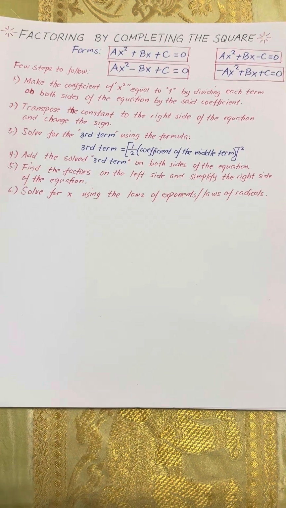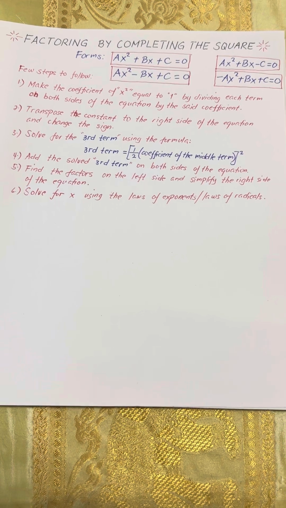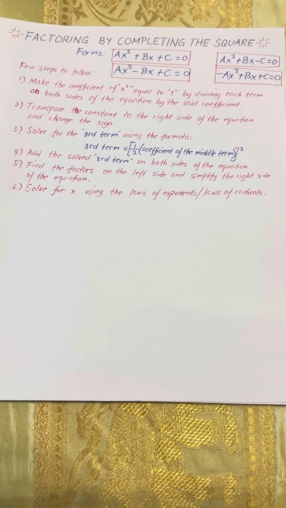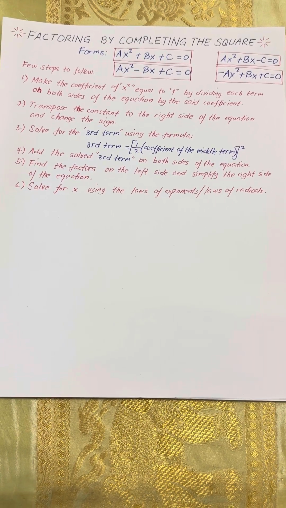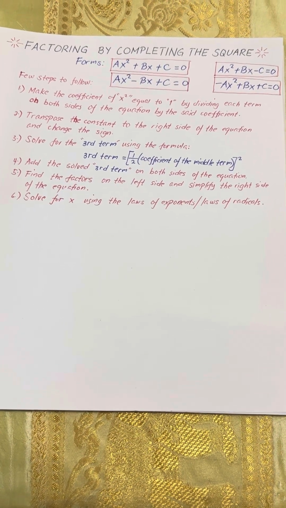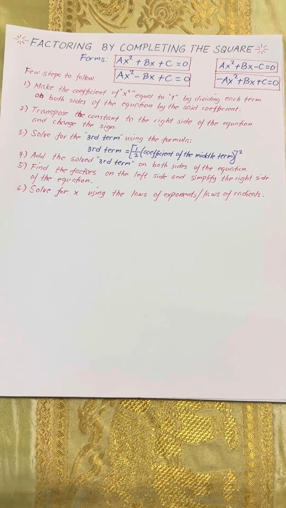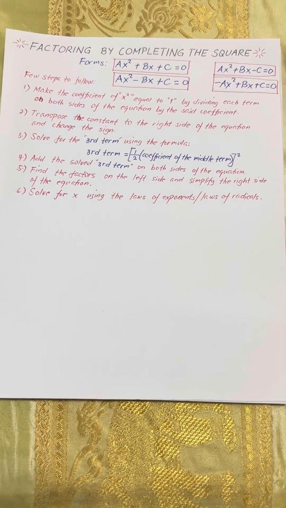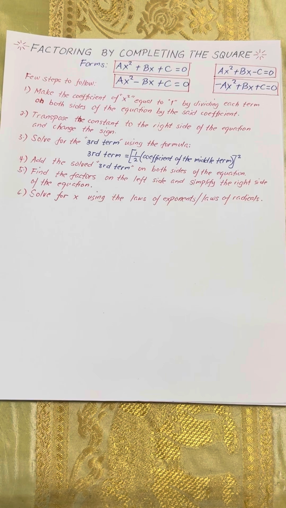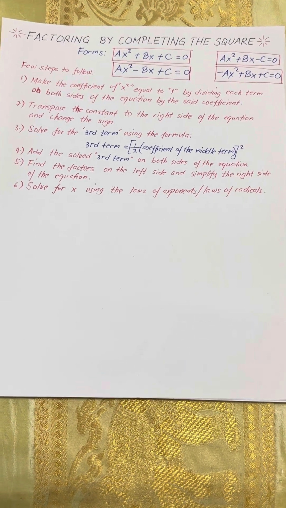Okay, so next we are going to discuss the other method of factoring. We call it factoring by completing the square. This is normally used when you need to solve for the value or values of the variable. So first we need to factor, and we need to apply a few steps as you can see below.